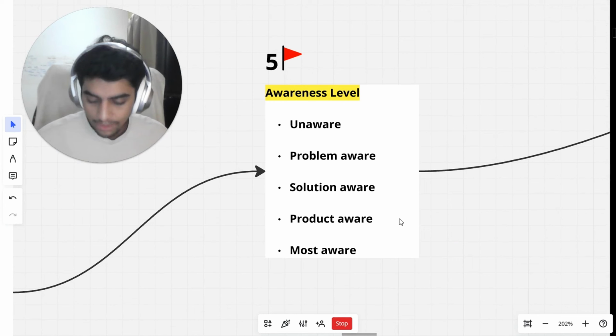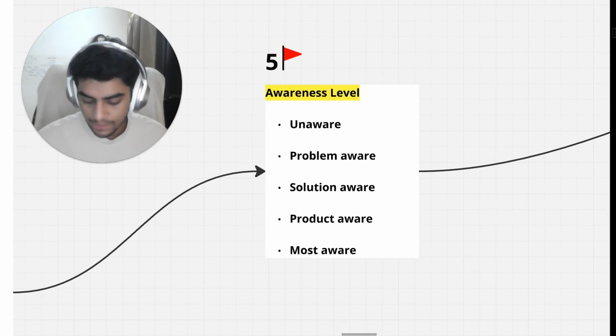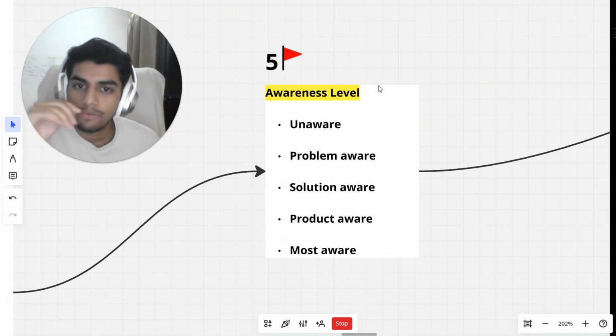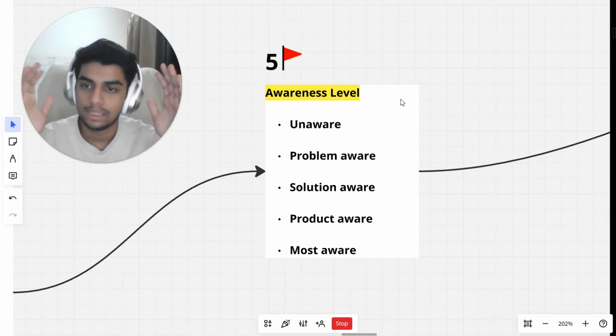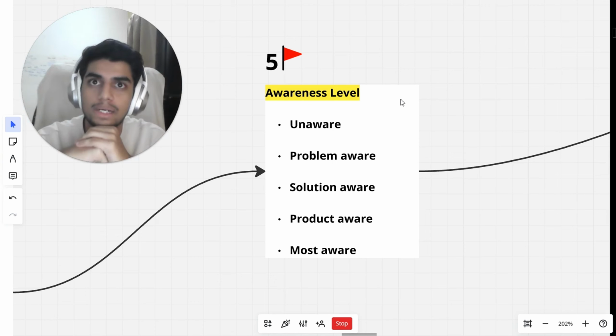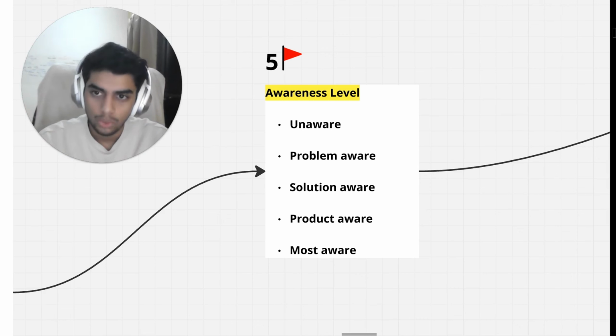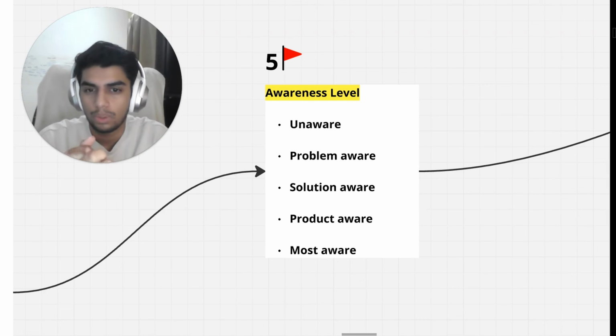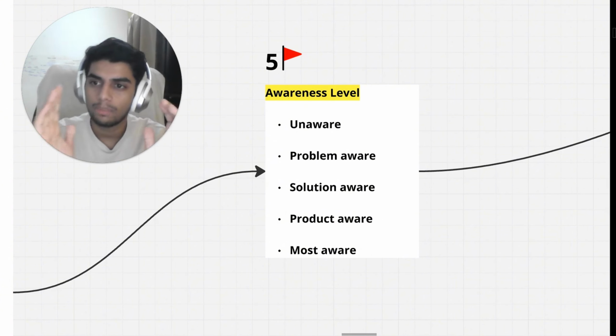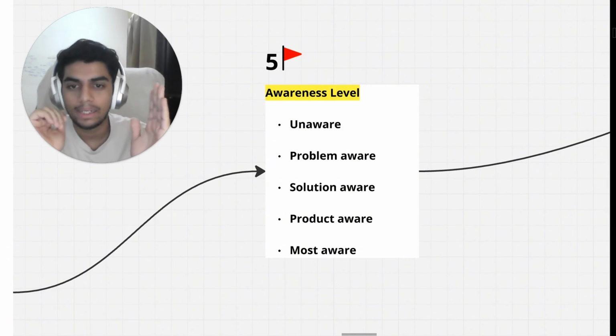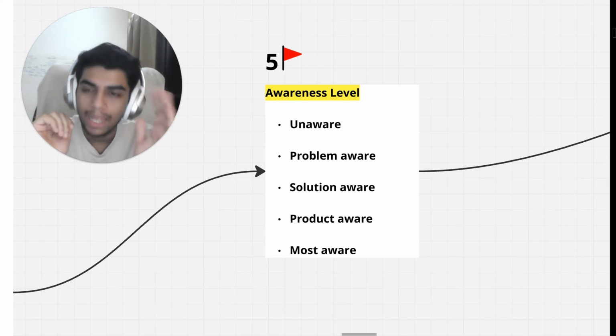Again, awareness level. Here are 5 stages of awareness. Now we are going to break down a copy. What is awareness level? Basically, the customer doesn't know about you. So first of all, unaware, which means the person doesn't know about you. Then they become aware. It's about taking a person from zero to where they are buying the product from you.